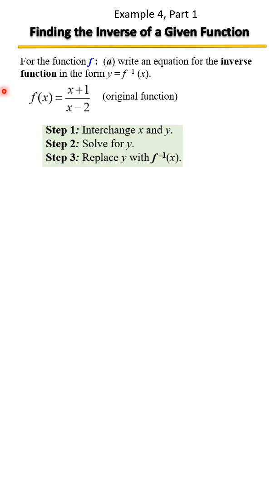In the original function, everywhere you see an x, you're going to replace that with a y. We know that f of x is the same thing as y, so you're going to remove that and replace it with x. When you do so, it's going to look like so. Next, we're going to move to step 2, which is to solve for y.